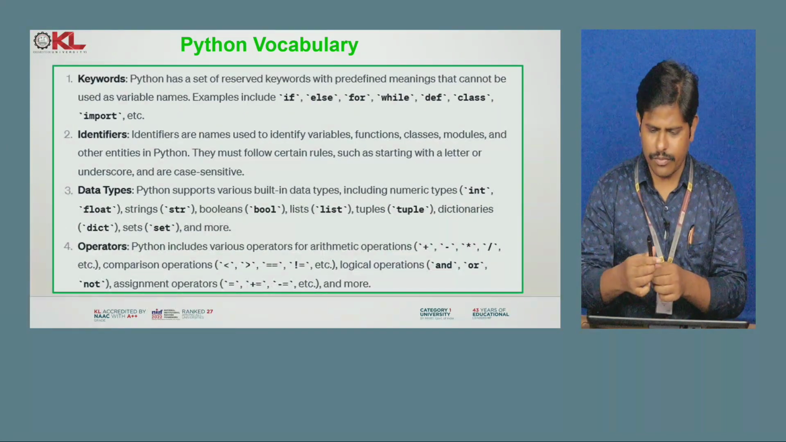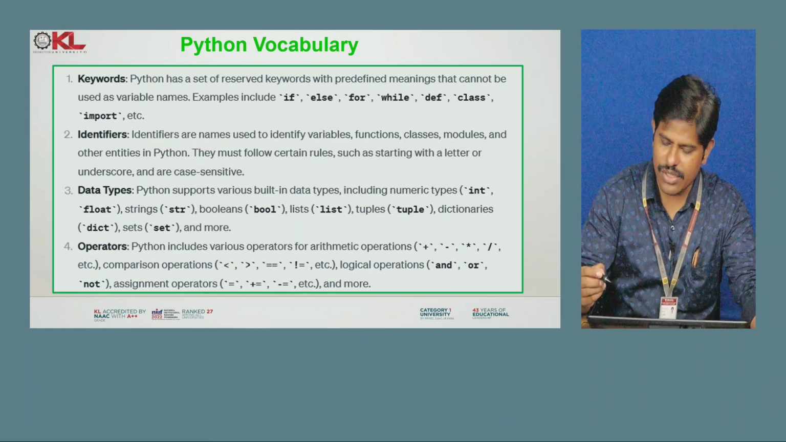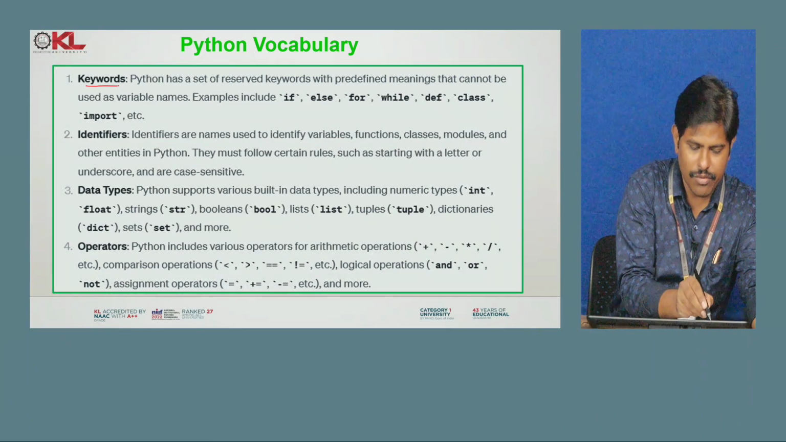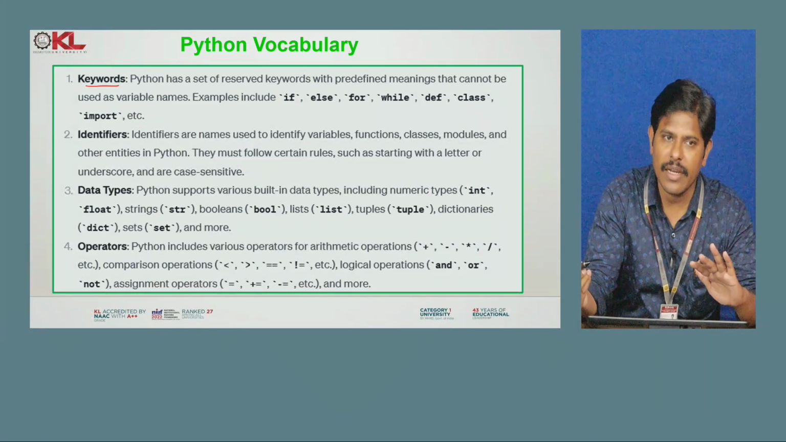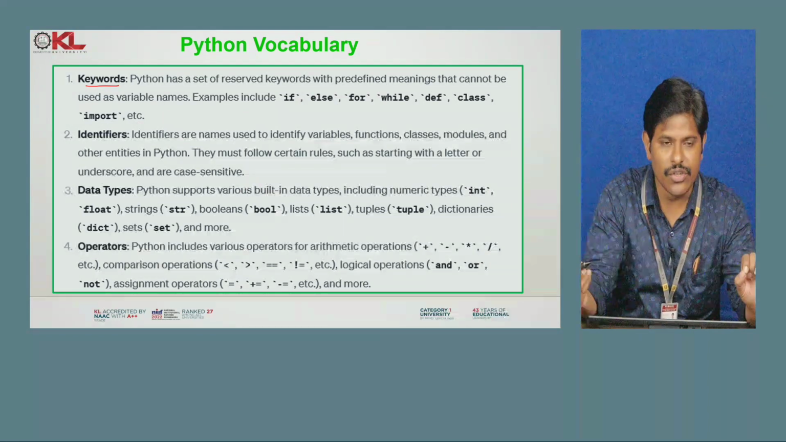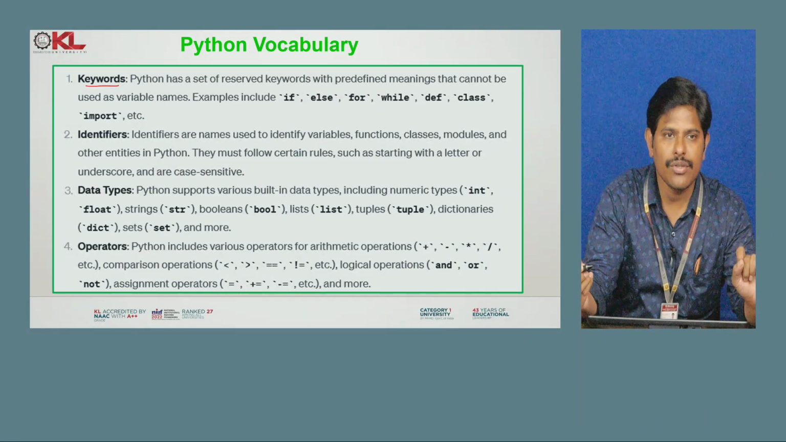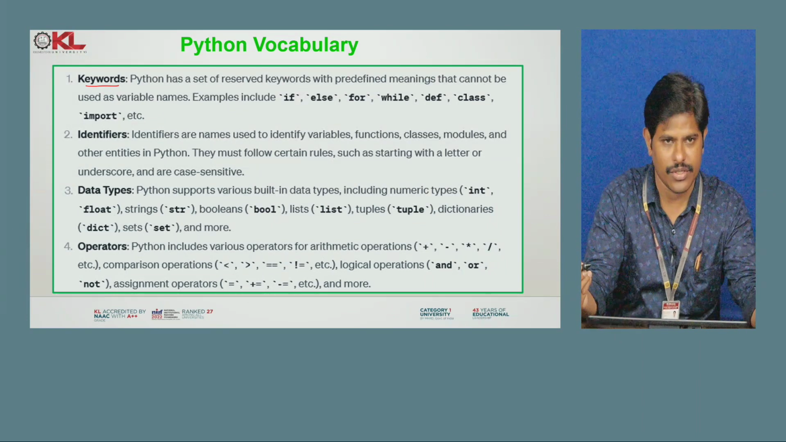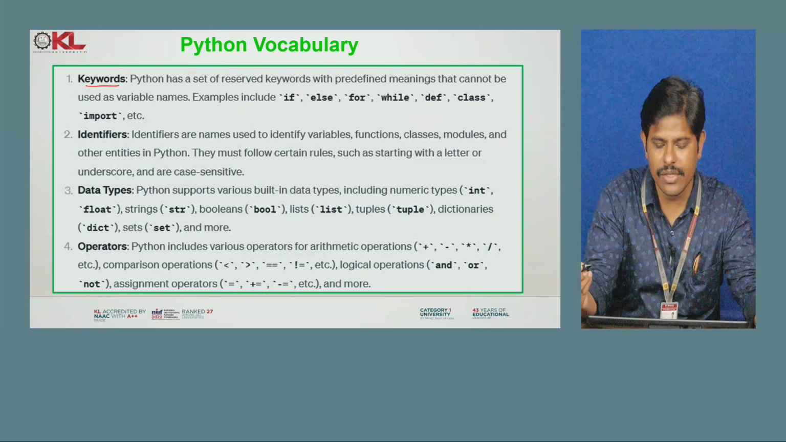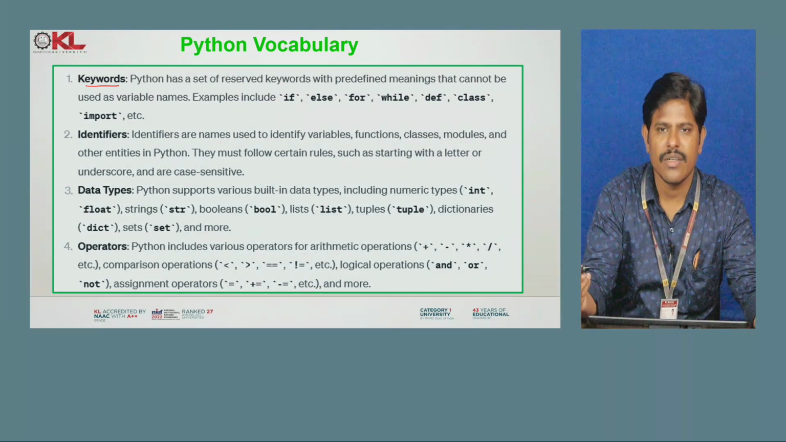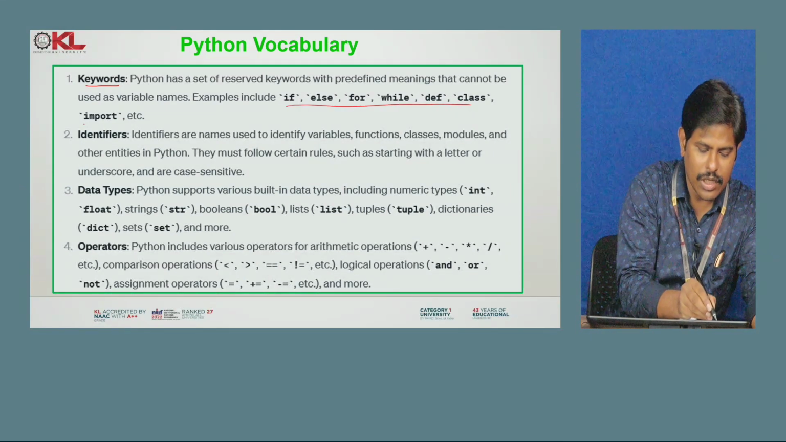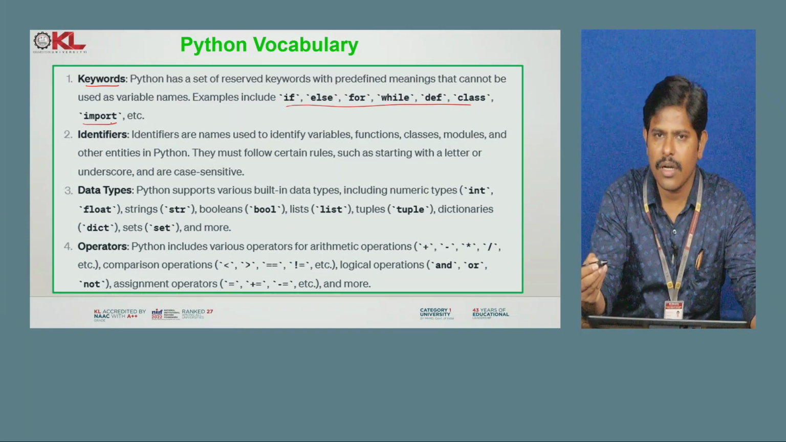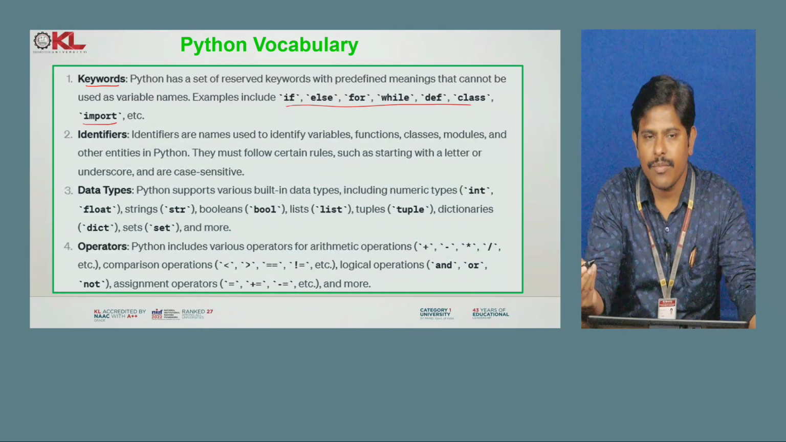Keywords are also called reserved words. Keywords or reserved words have a special or predefined meaning, and you cannot use them for any other purpose, only for their specific function. You should not use them for naming your variables. For example, if, else, for, while, def, class, import are examples of keywords. You cannot use them for naming the variables in your programs.